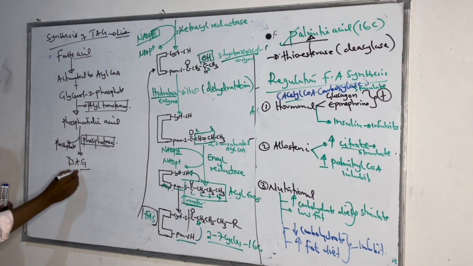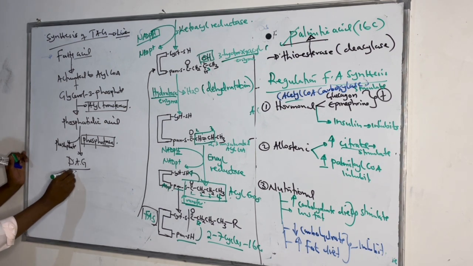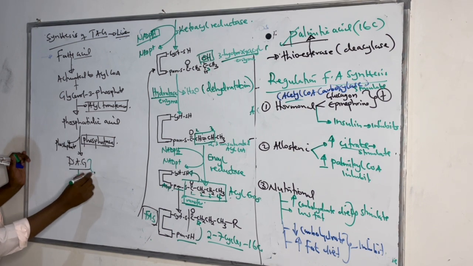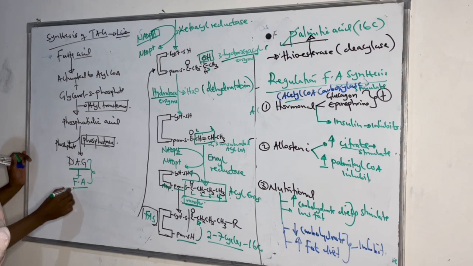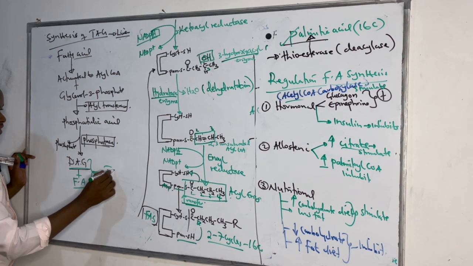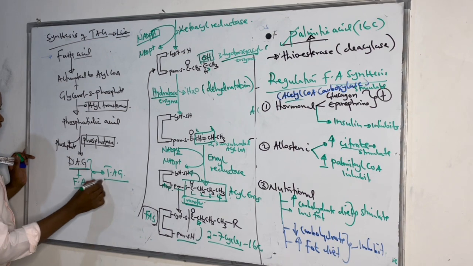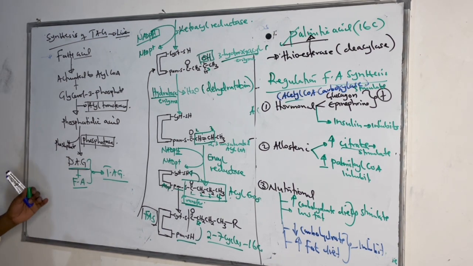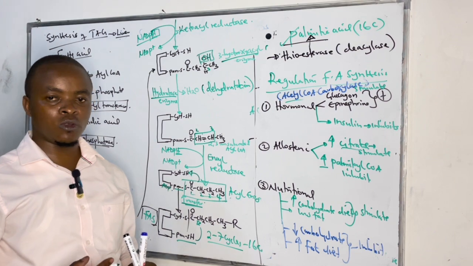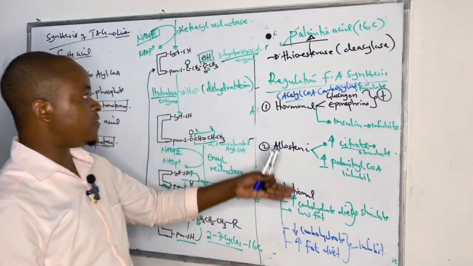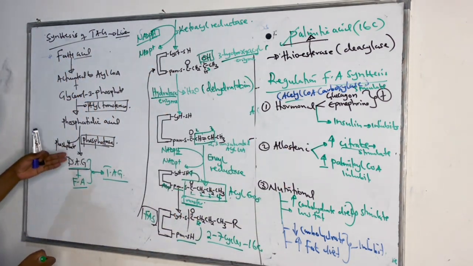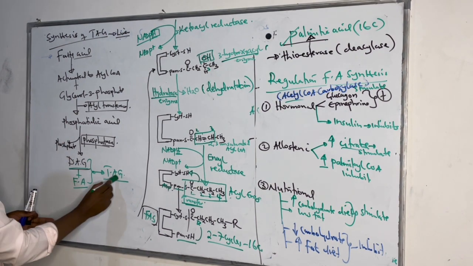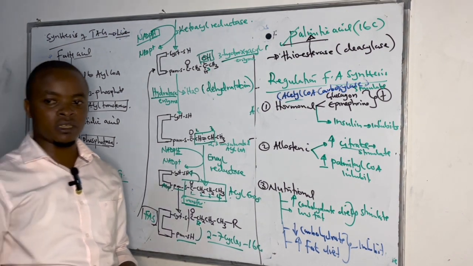And after forming diacylglycerol, we add another activated free fatty acid. When we combine DAG with an activated free fatty acid, we are able to form triacylglycerol, occurring majorly in the cytosol of the liver cells. So the fatty acid that is formed here, we can use to synthesize triglycerides in the body.